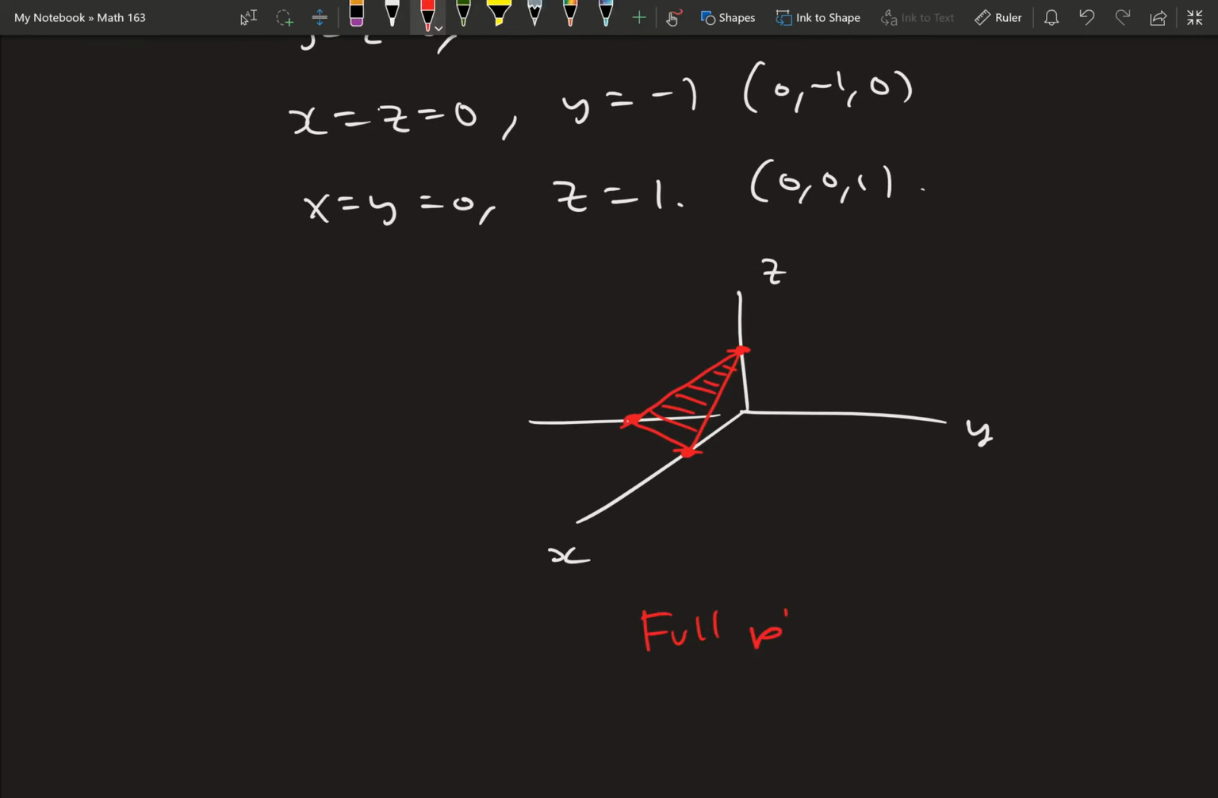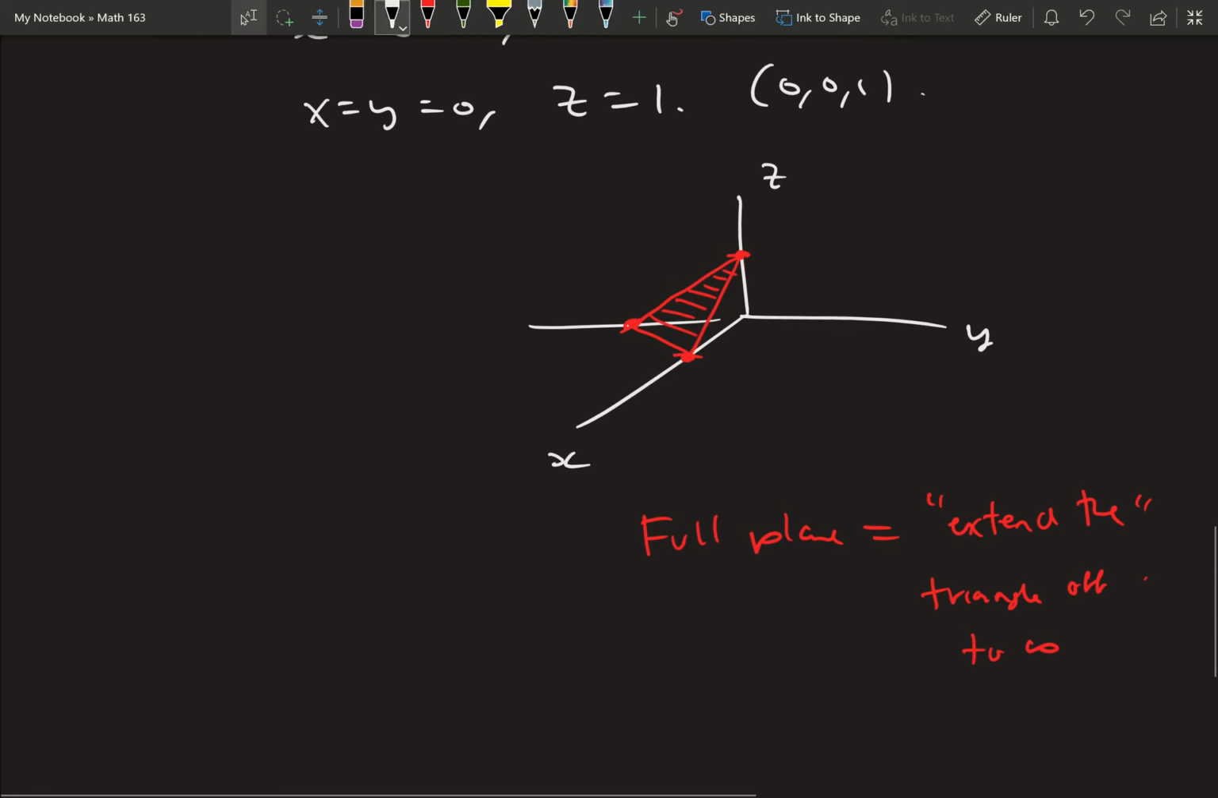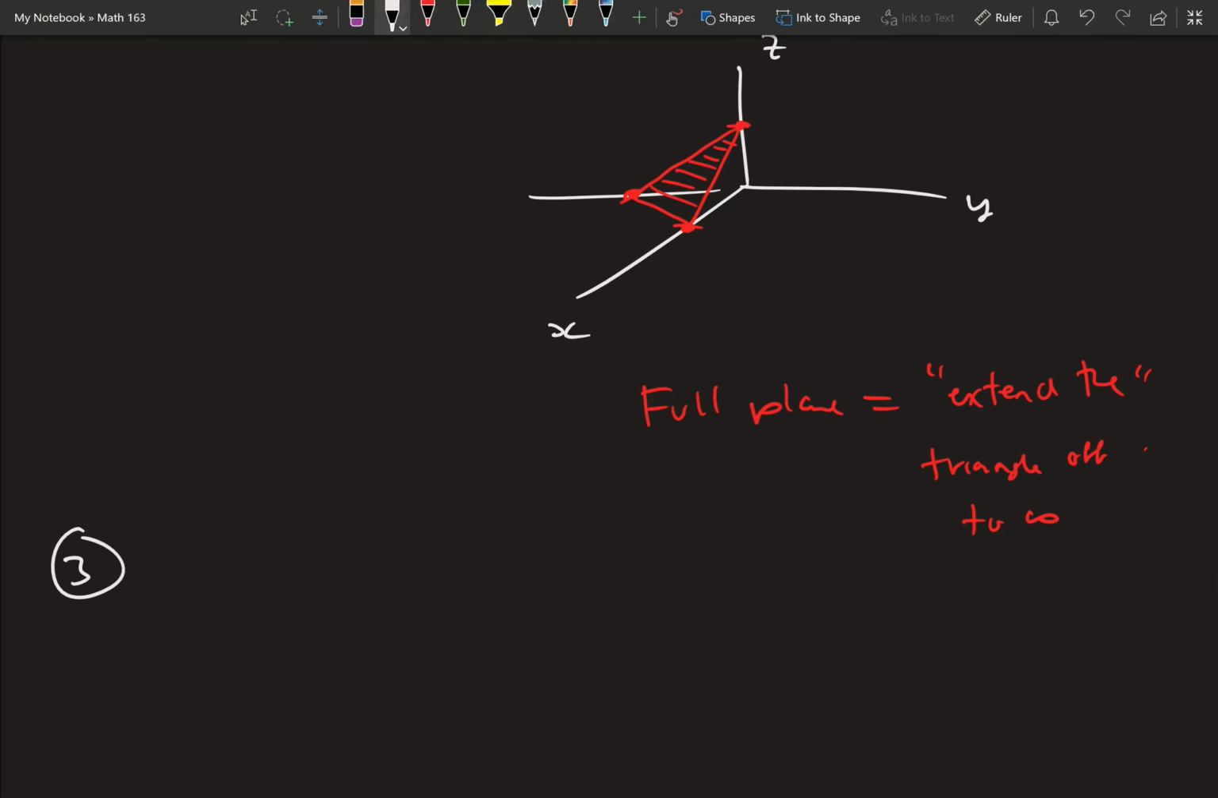So the full plane is the triangle extended off to infinity in all directions. Okay, but those 3 points, as you recall, 3 points define a unique plane. So that's the second class of surfaces. Another class of surfaces is either circular or elliptical. I'll put that in parentheses, but essentially they are cylinders.